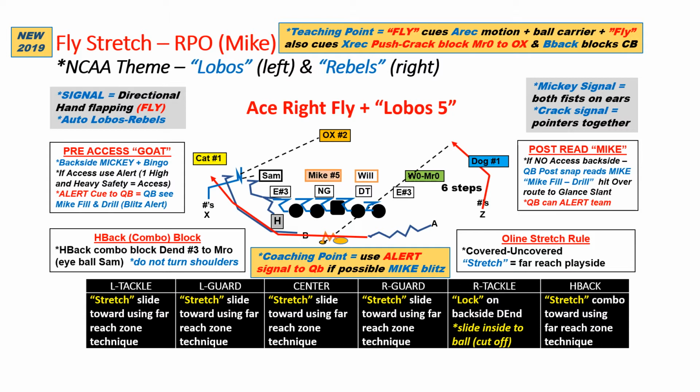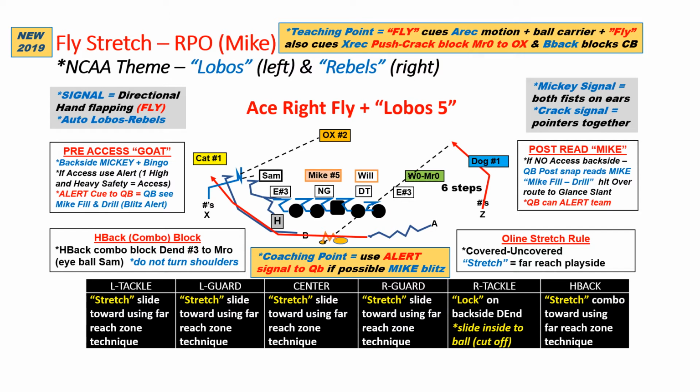Since we're doing that, the X now, when we have a fly signal, which is just the hand flapping before our stretch call, is going to do a push crack. He's going to push upfield 2 steps to threaten the cat, but then go in and crack block the Sam to the ox, whoever's filling faster first. Never going past an unblocked linebacker to get to a secondary player.